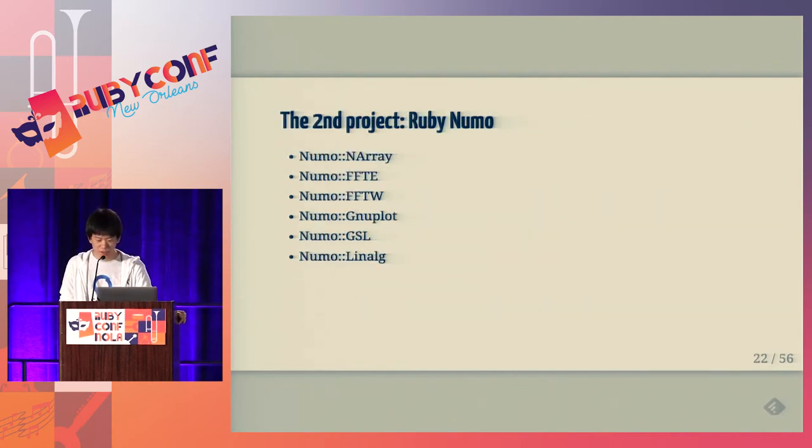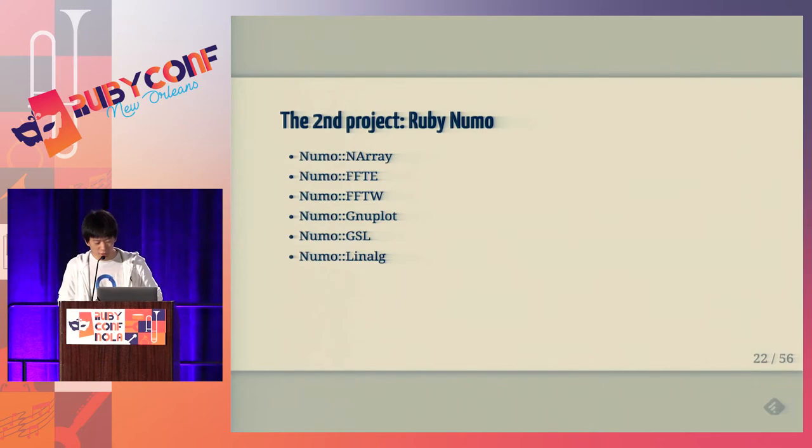The second project is Ruby Numo. The founder of this project is Masahiro Tanaka. He is the original developer of the old NArray. It is the first in-memory tensor library for Ruby. Almost all Rubyists who needed to manipulate tensor data in Ruby scripts used the original NArray in the ancient period.